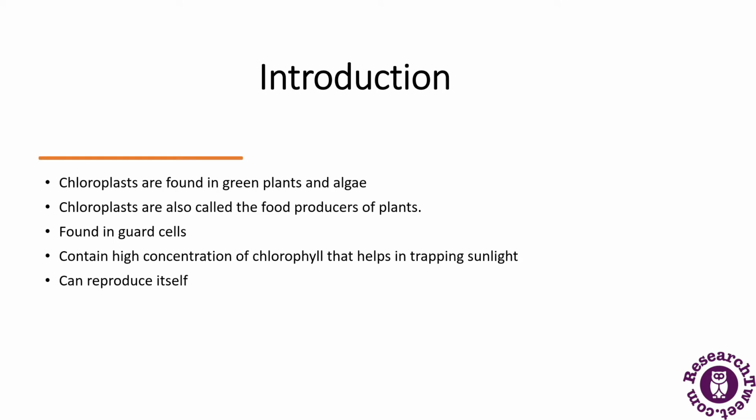Introduction. Chloroplasts are found in green plants and algae. Chloroplasts are also called the food producers of the plants. They are found in the guard cells. They contain a high concentration of chlorophyll and they help in trapping the sunlight. They are responsible for food production, or glucose production, in the case of plants. The chloroplast can reproduce itself.